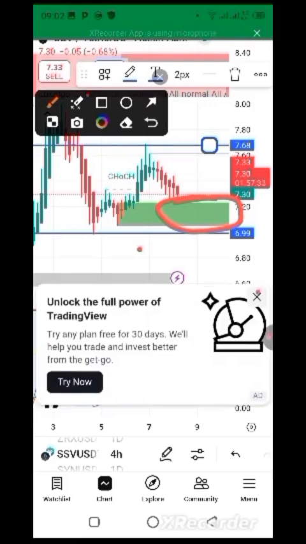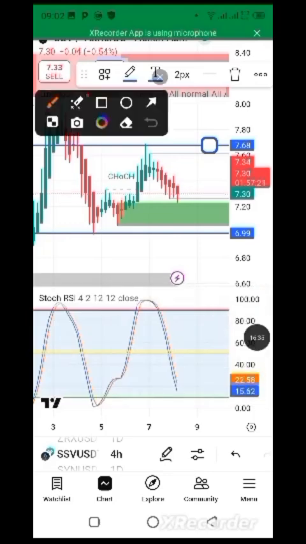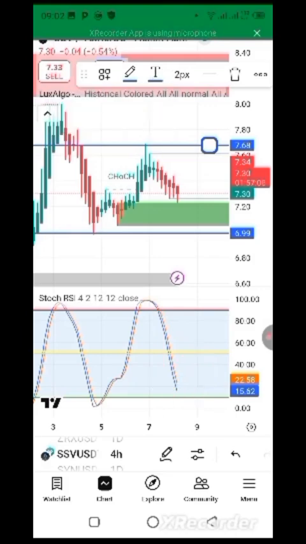and if we also consider the stochastic RSI for 4 hours, it is also falling down. It is moving down. That means anytime it is going to reach a level and it goes back in the opposite direction. So what we do, we can enter at the current price, or we use the preset price.